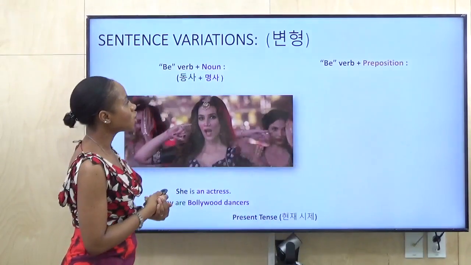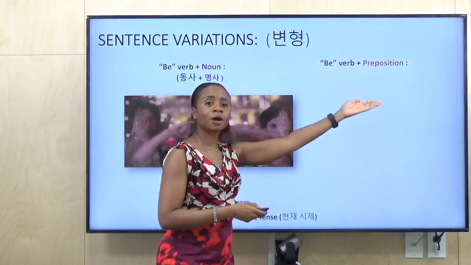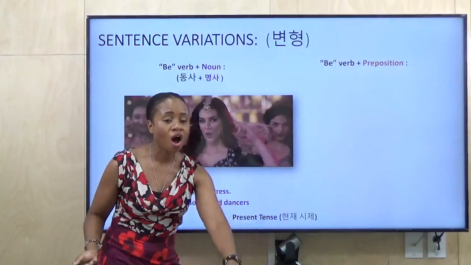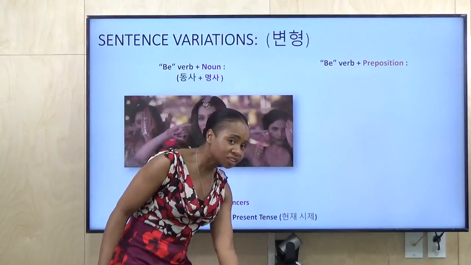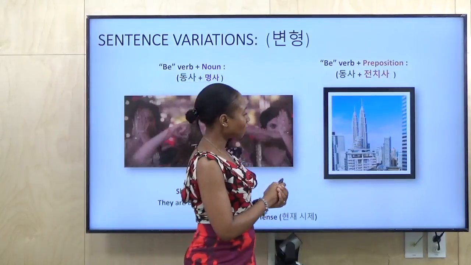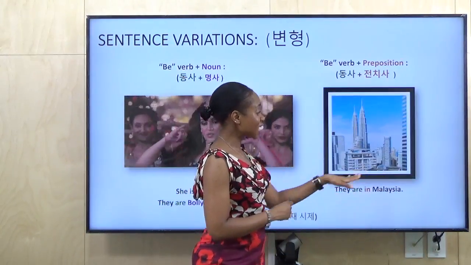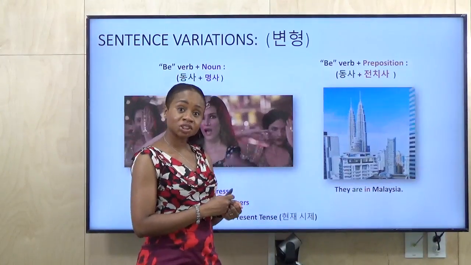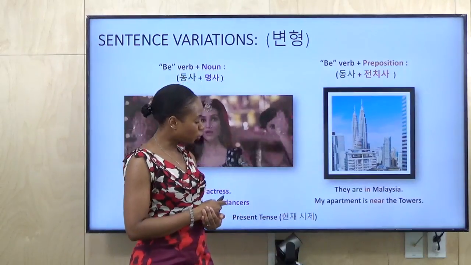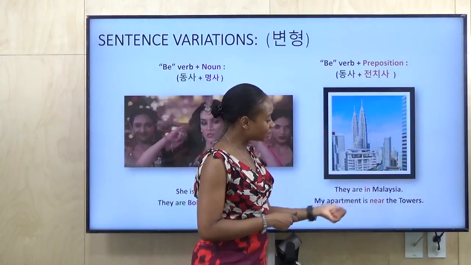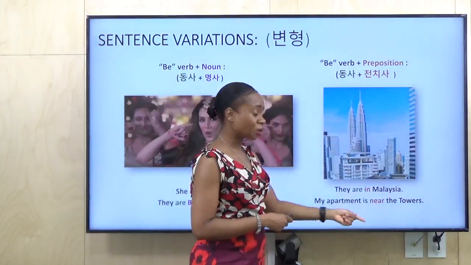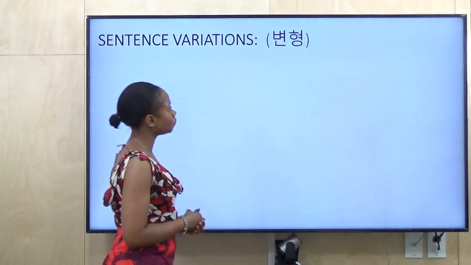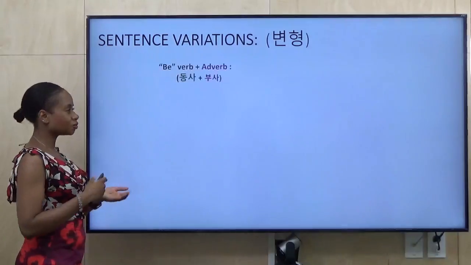Let's look at another one. If we have a be verb and a preposition. So a preposition tells you about place, you know, on the table, under the table. So we will have, they are in Malaysia. So be verb, are, preposition, in. Okay, let's look at one more. My apartment is near the towers. Preposition, near, verb, is.